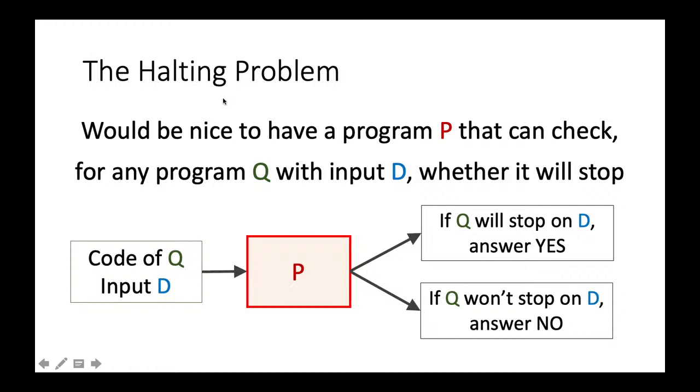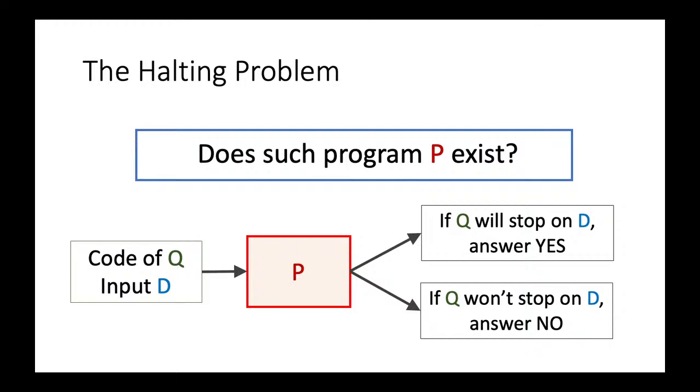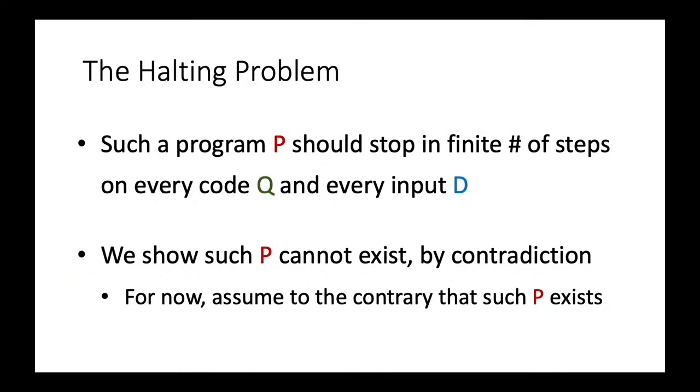Halt means stop. The question is whether we can have a program P that decides whether another program Q will stop on input D or not. And the question here is, does such a program P exist? Of course, we require such a program to stop in a finite number of steps on every code Q and every input D. Otherwise, it is pointless.